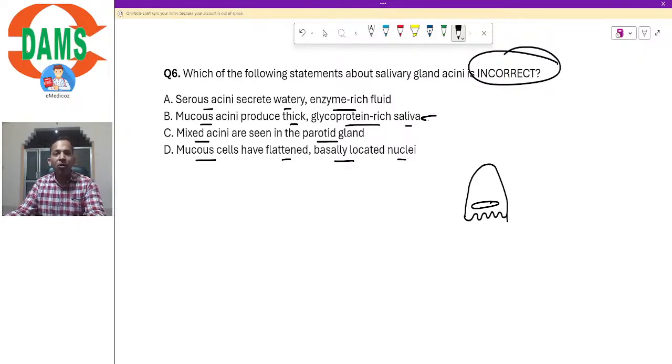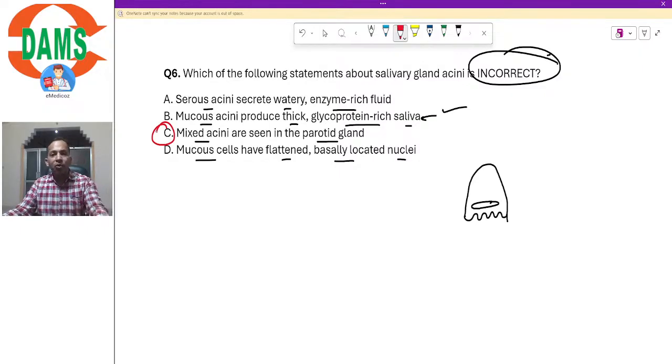Mucous acini produce thick glycoprotein-rich saliva. Basically, glycoprotein or mucin, it's one and the same thing, right? So option B is also correct. Option A, serous acini secrete watery, enzyme-rich fluid. That is also correct. They produce proteins, basically enzymes and other things, right? And it is watery. So option A is correct, B is correct, and D is correct. So which is incorrect? It is the option C.